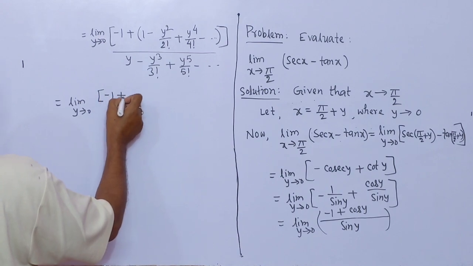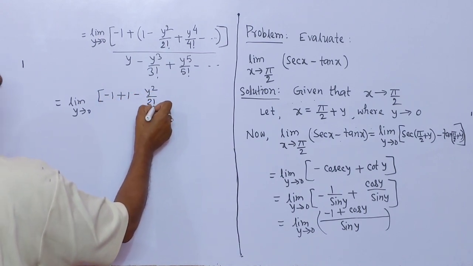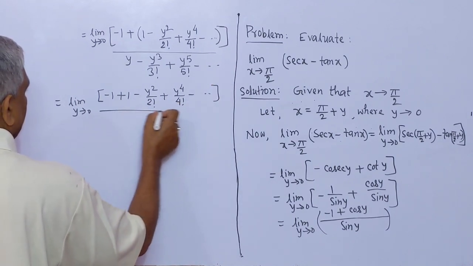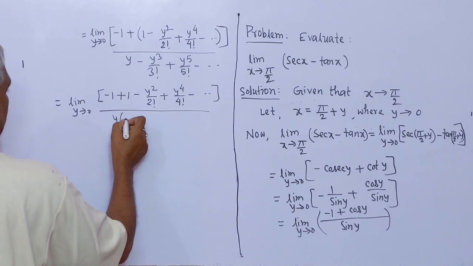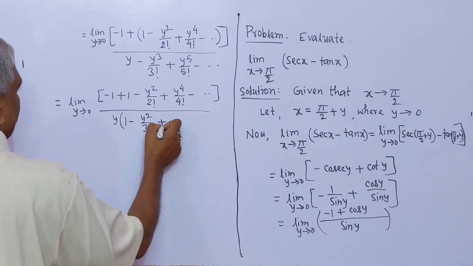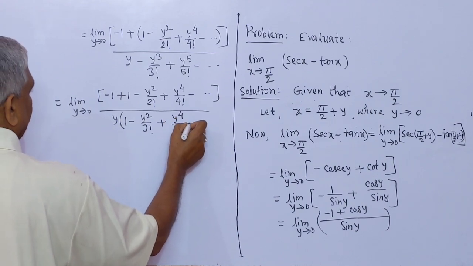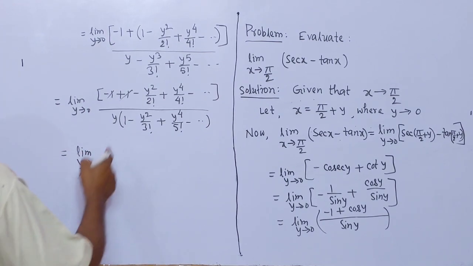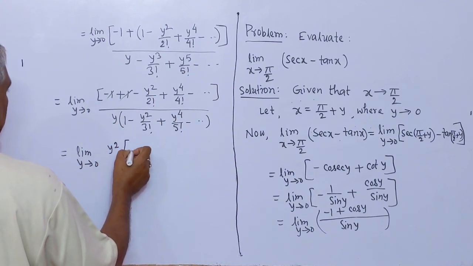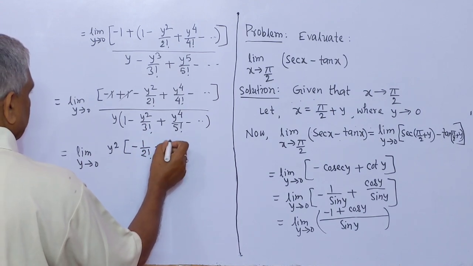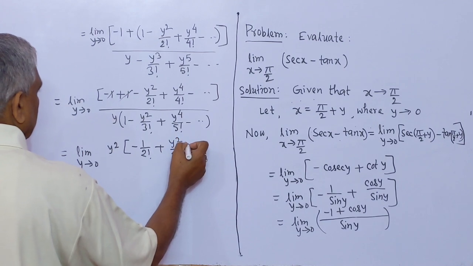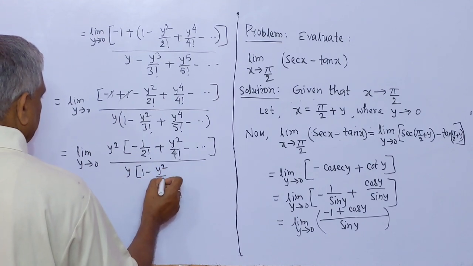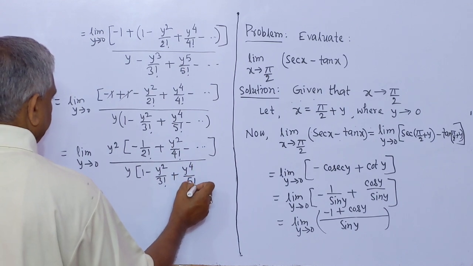This will be equal to limit y tends to 0 of minus 1 plus 1 minus y square by factorial 2 plus y to the power 4 by factorial 4 minus dot dot dot, divided by y, we take y common, times 1 minus y square by factorial 3 plus y to the power 4 by factorial 5 minus dot dot dot. This equals limit y tends to 0. Here we take y square common, remains minus 1 by factorial 2 plus y square by factorial 4 minus dot dot dot, over y times 1 minus y square by factorial 3 plus y to the power 4 by factorial 5 minus dot dot dot.